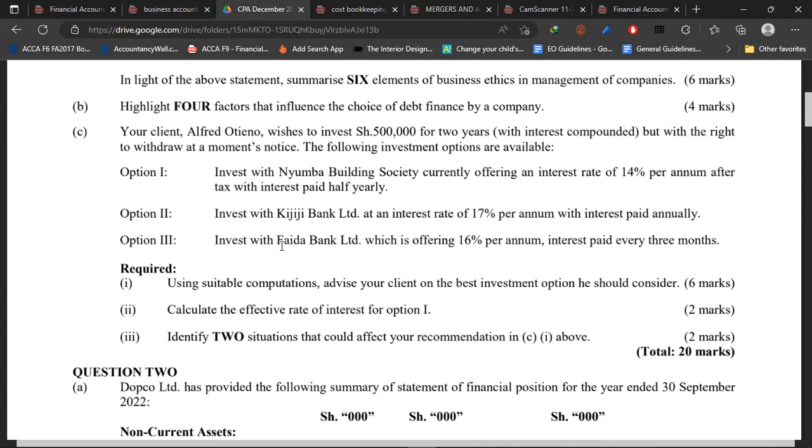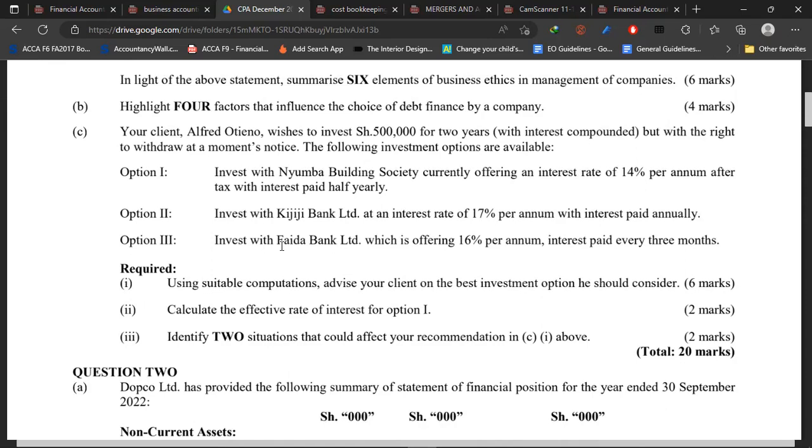Required here, we are being told, using suitable computations, advise your client on the best investment option he should consider. We are being given 6 marks there. And then we are being told, calculate the effective rate of interest for option one. Then number three, identify two situations that affect your recommendations in C1 above, right?